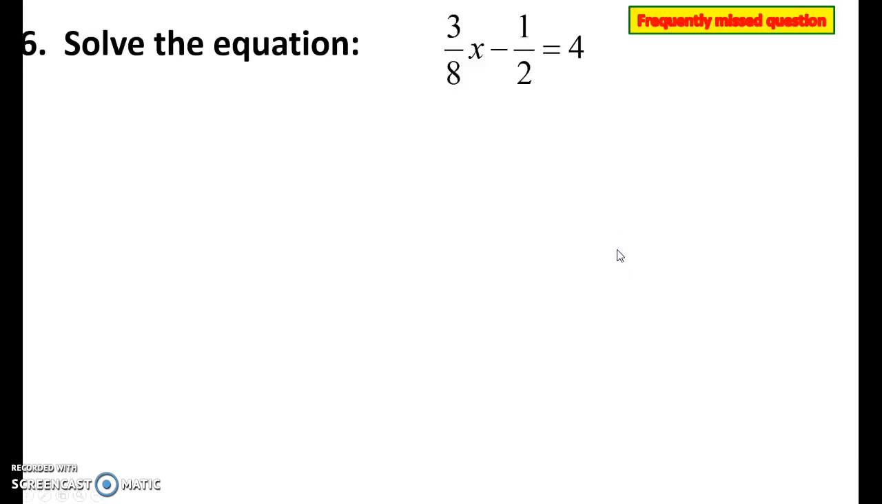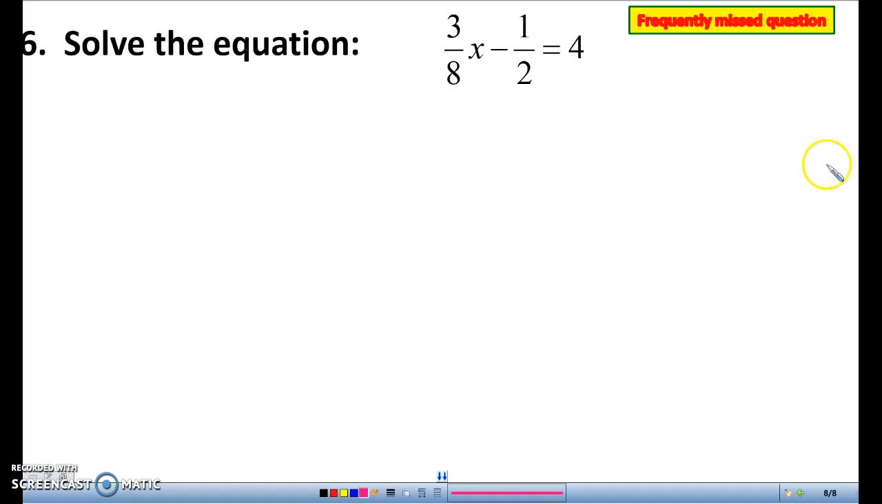All right, solve this equation. This is a frequently missed question. There's going to be something like it on the test. All right, we've got two fractions and no one likes to deal with fractions. How can I eliminate the fractions and just deal with integers? Do you remember how? You could pause and look in your notes.